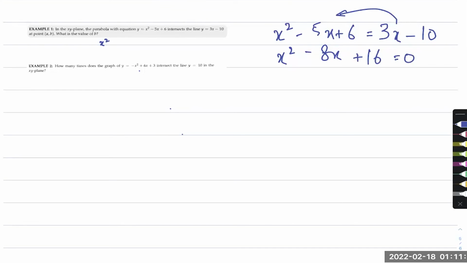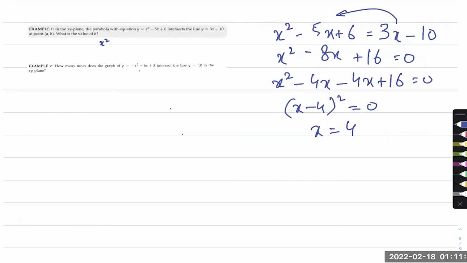Okay, and I want to know x so I can find y. So this is straightforward. x squared minus 4x minus 4x plus 16, which is (x minus 4) whole squared. So x equals 4. I get one answer. Now I can plug that back into one of the equations. I can just do this: 3 into 4 minus 10, and that gives me 2. 12 minus 10. So that's how I know the point it's meeting is (4, 2), and 2 is the value of y over there.